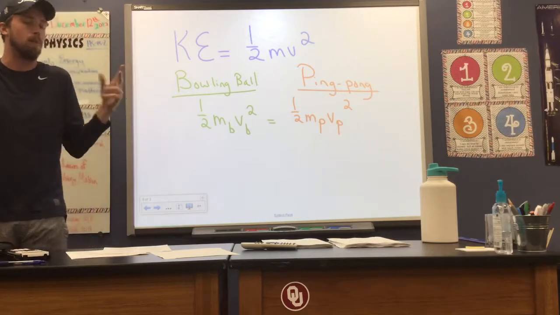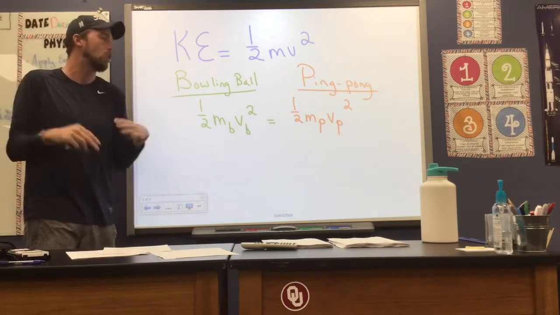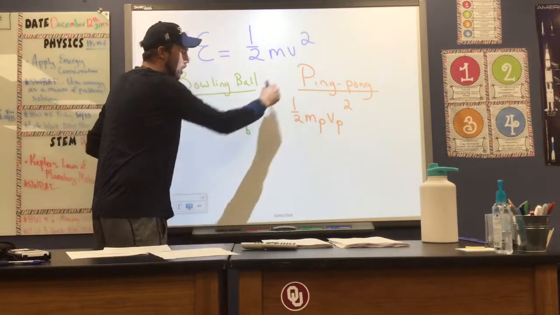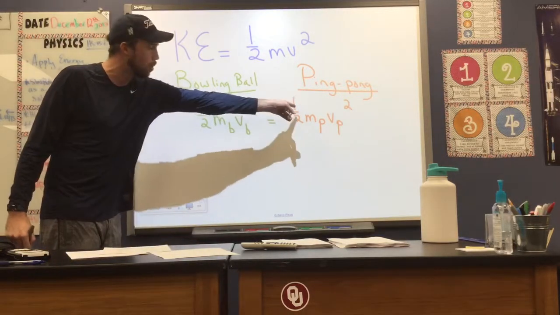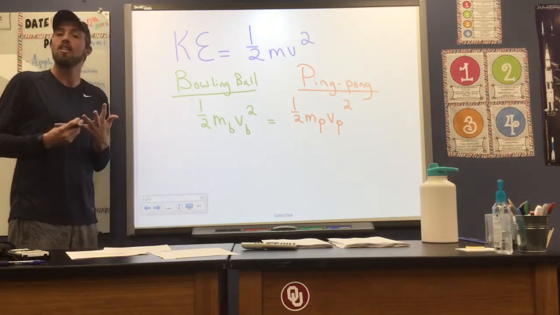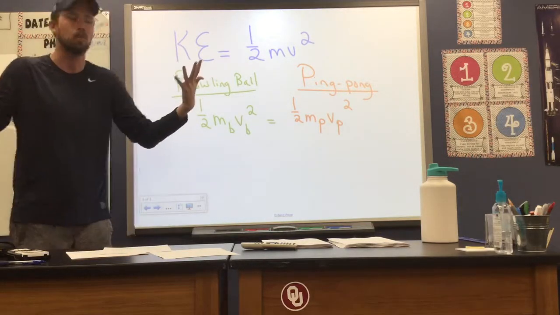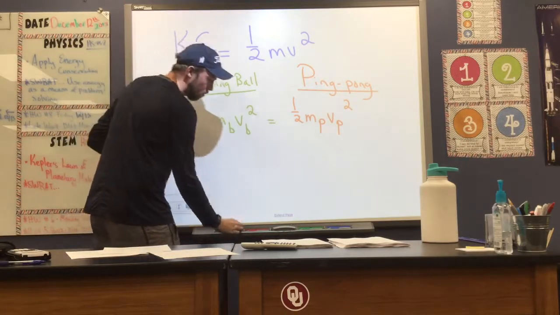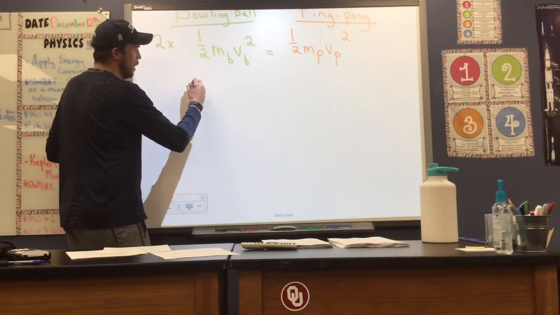So even though they're the same variable, that variable is being applied to two different objects, so we can't cancel them out. But one thing we can do is, because we have 1/2 on both sides, we can cancel that out. We could also multiply by 2 and get rid of it. So if we multiply everything by 2, that will simplify our equation down to this.